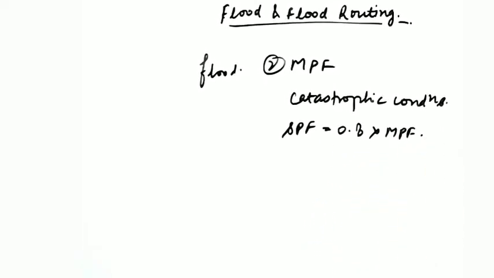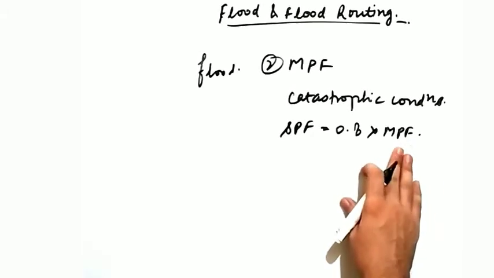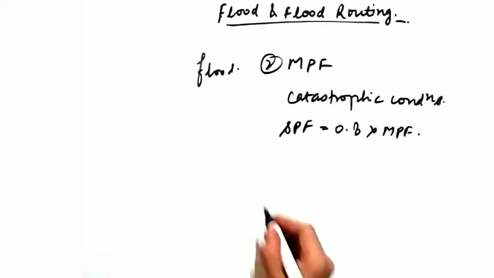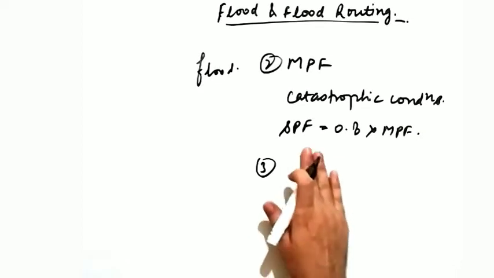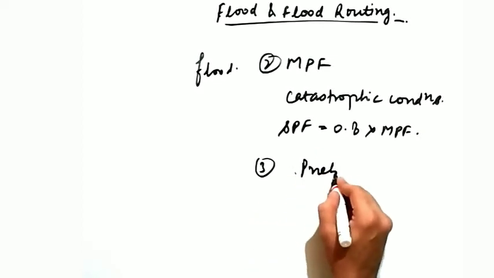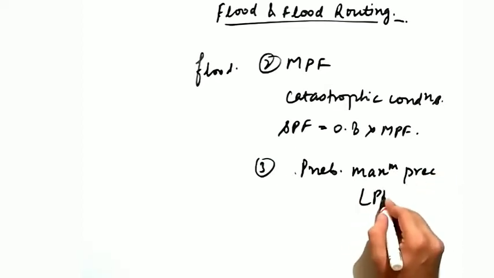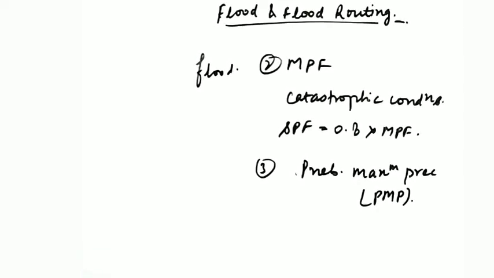Maximum probable flood is greater than the standard project flood, since we take into account all the catastrophic conditions and all the extreme rare combinations in the case of MPF, but we ignore them in the case of standard project flood. Now the third case is probable maximum precipitation, that means PMP. So what is this? The probable maximum precipitation can be defined as the greatest rainfall of a given duration that is physically possible over an area.